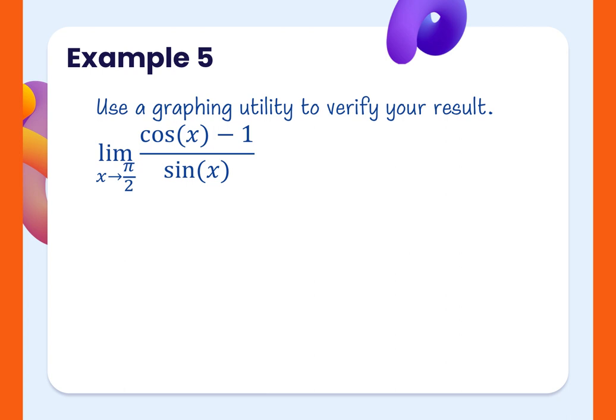This one says use a graphing utility to actually not verify, to find your result. Okay. So if you did this algebraically, this also goes back to algebra 2 honors. You would have to multiply the top and the bottom by the cosine of x plus 1. It's like multiplying by the conjugate to get rid of sine in the bottom, but we're not doing that. It's just saying use the graphing utility to verify your result. So I'm going to go to my graphing utility. I'm going to type that function in.